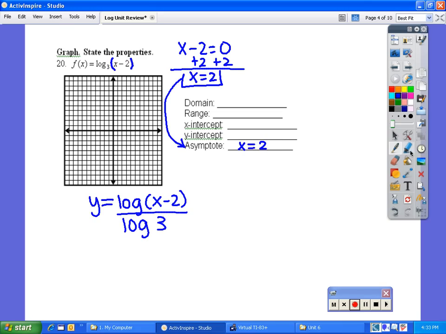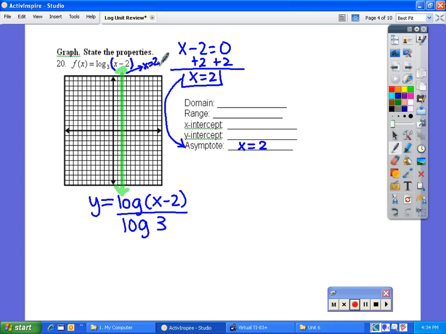Now, I always like to draw my asymptote first just to get it out of the way. So you're going to count 1, 2 to the right, and just draw either a dotted line or a line with your highlighter. The highlighter always makes it look so neat. So always label your asymptote. This is x equals 2.